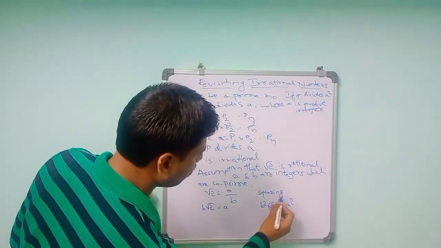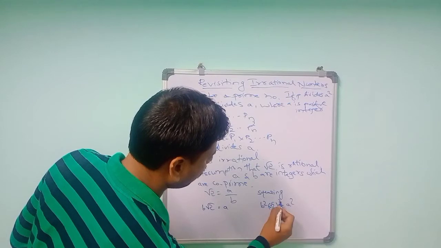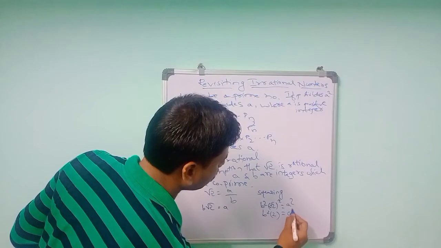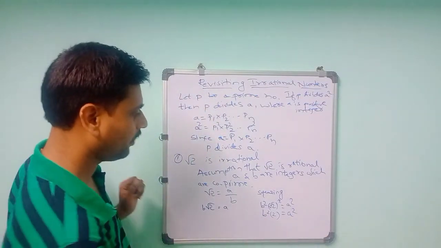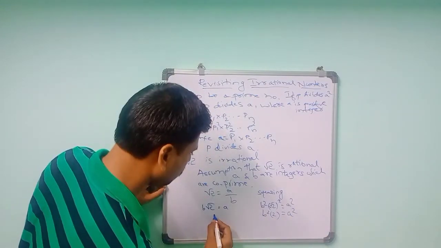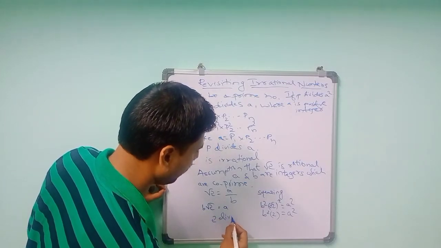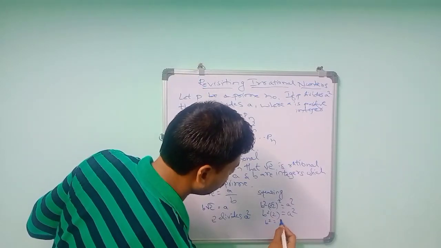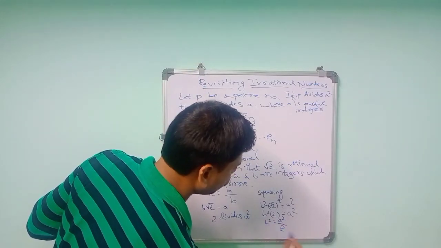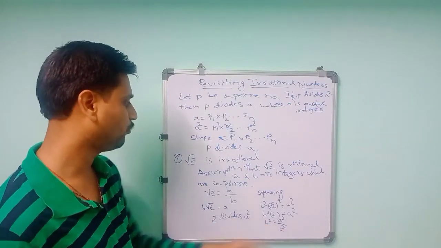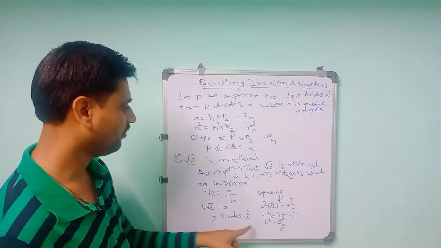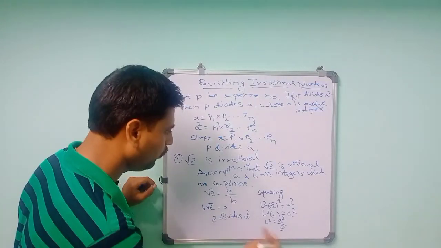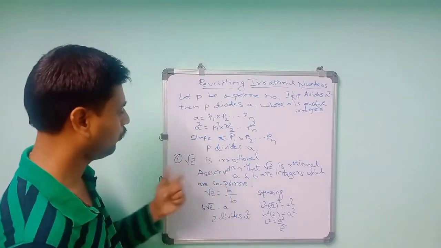When the root and square are there, they cancel. So b square is remaining and 2 is remaining, and a square is remaining. From this, what you will conclude is that 2 divides a square, because b square is equal to a square by 2. So 2 divides a. So 2 is a factor of a.